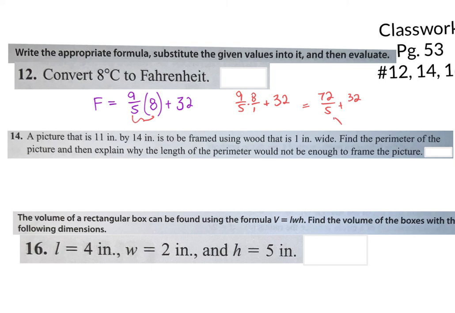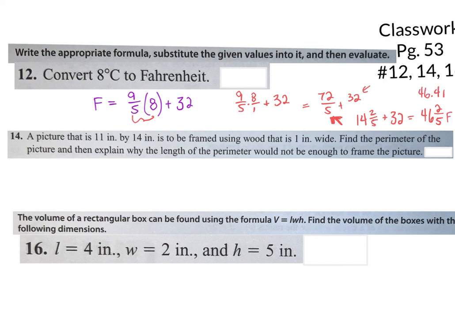So if you don't want to multiply this big guy by 5, you can multiply this one or just change them to a mixed number. So 5 goes into 72 how many times, by the way? 14 2/5 plus 32. And you can do it that way if you want to. And you get 46 2/5 or 46.4.